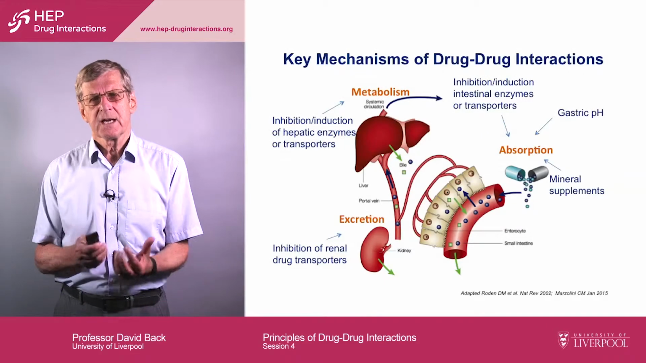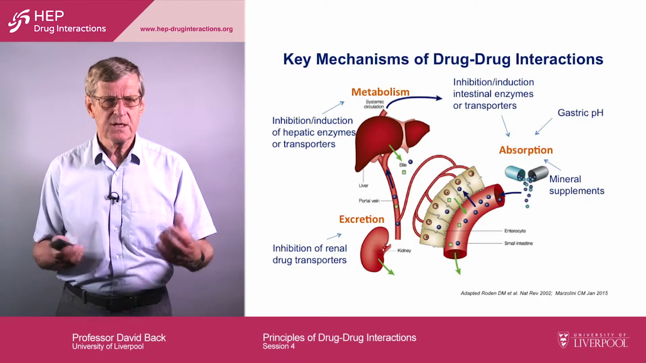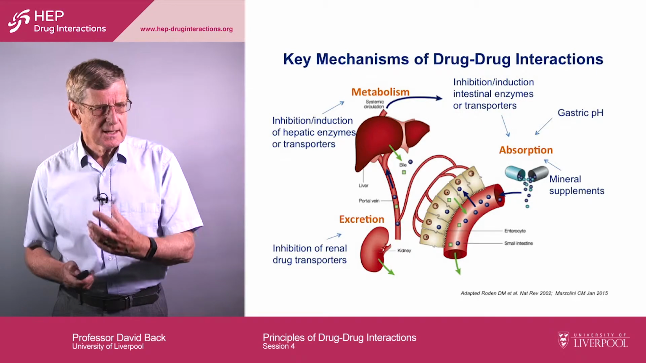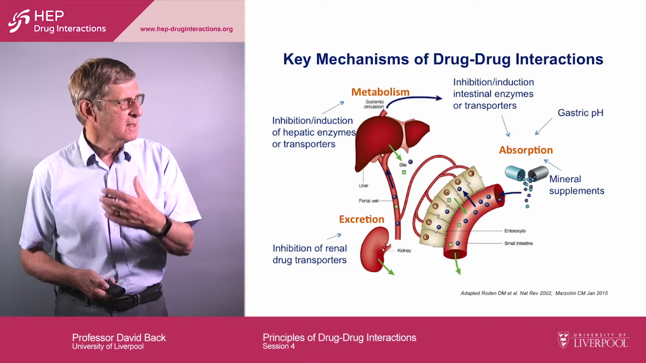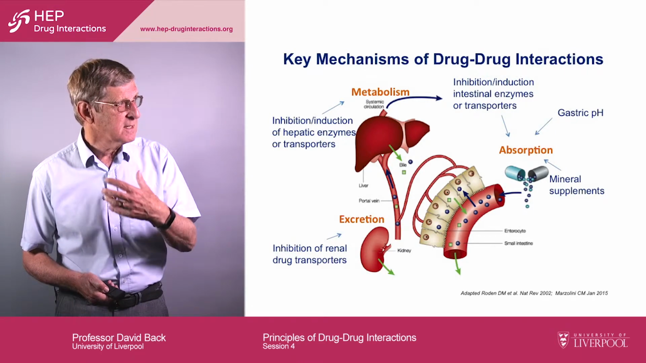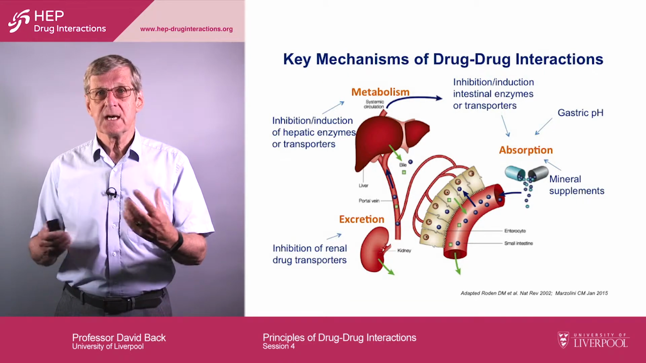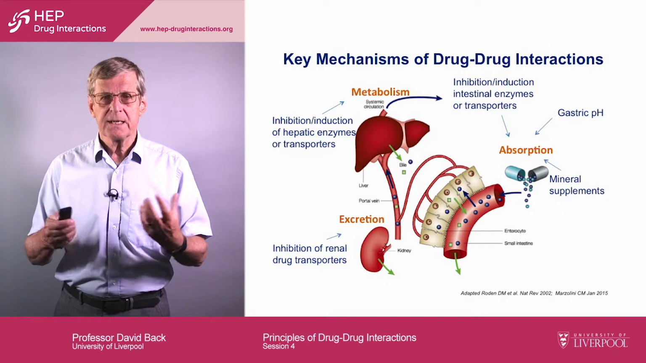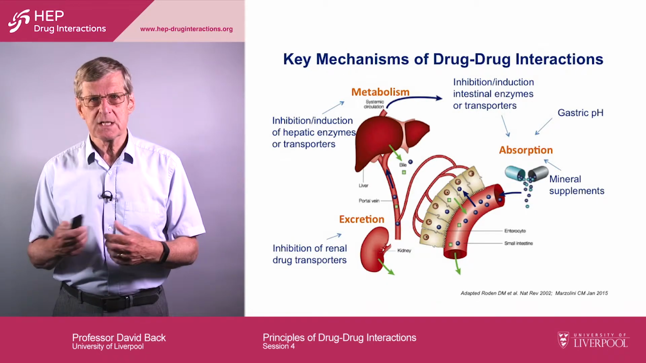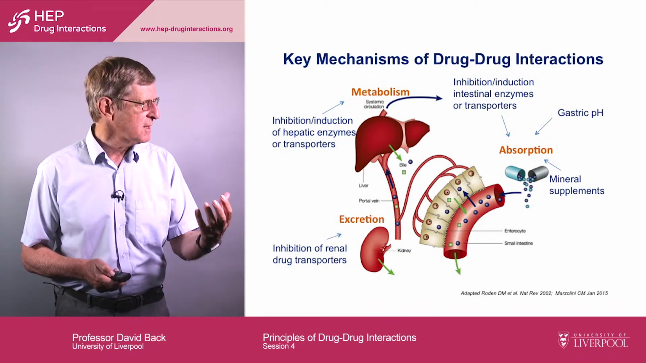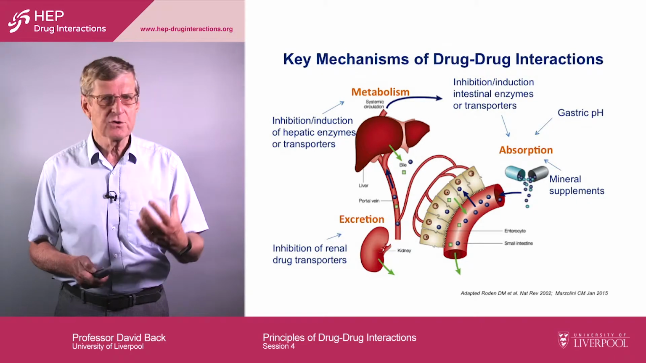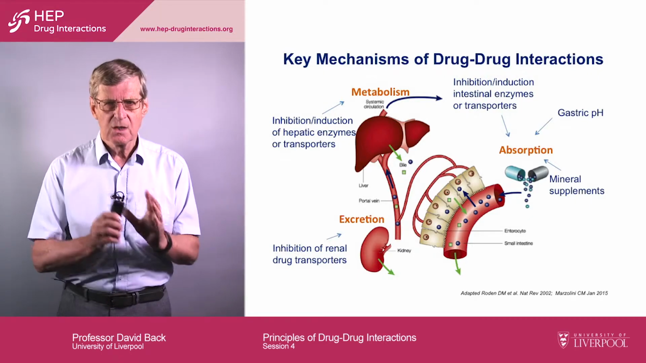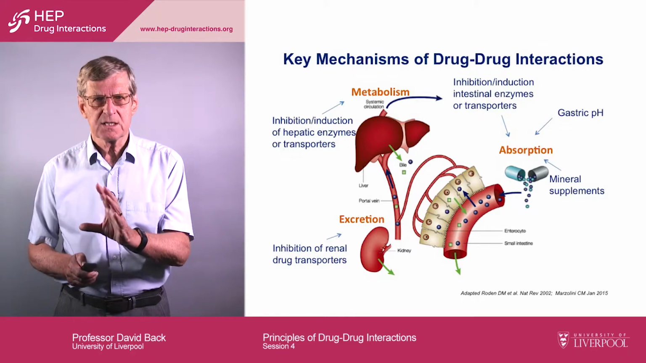Going back to something that I think we've outlined in one or two of the previous talks, the key mechanisms of interactions, we're going back and looking at the gut. Interactions can occur in the gut, changing gastric pH, we considered that, antacids, inhibition, induction of metabolism in the gut. We went to the liver, we thought briefly about the induction and inhibition of enzymes and transport proteins in the liver, and we thought about renal excretion and the inhibition of drug transporters in the kidney.